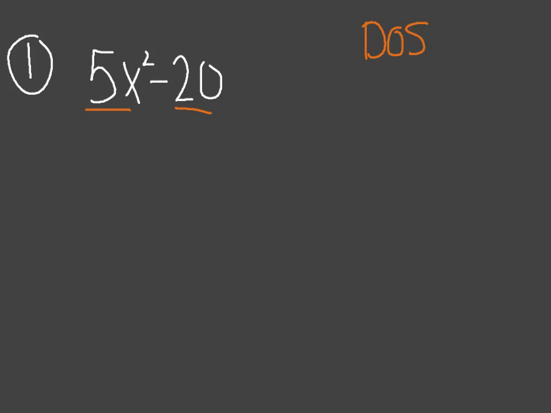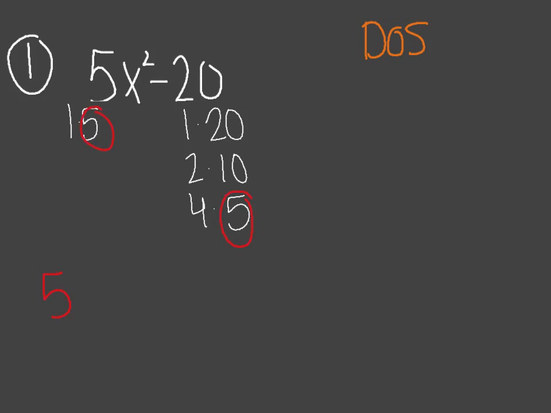If I look at my note card that we made the other day in class, I know that 5 is not a perfect square. So I need to figure out the GCF, the greatest common factor, of 5 and 20. I list out all the factors of 5. So I have 1 and 5, nothing else. I list out the factors of 20: 1 times 20, 2 times 10, and 4 times 5. I want the greatest number that they both have in common, which is going to be 5. So that is what I am factoring out.